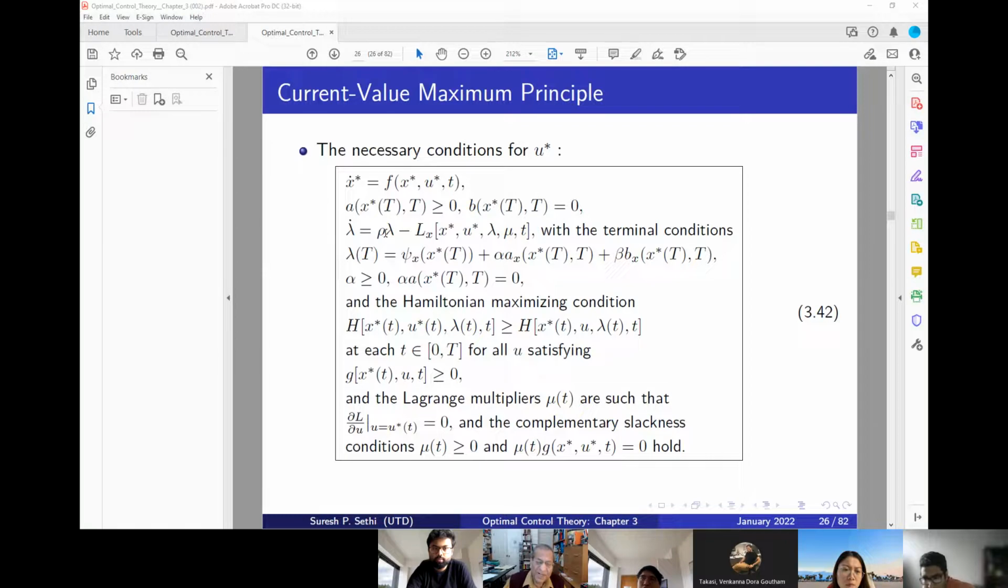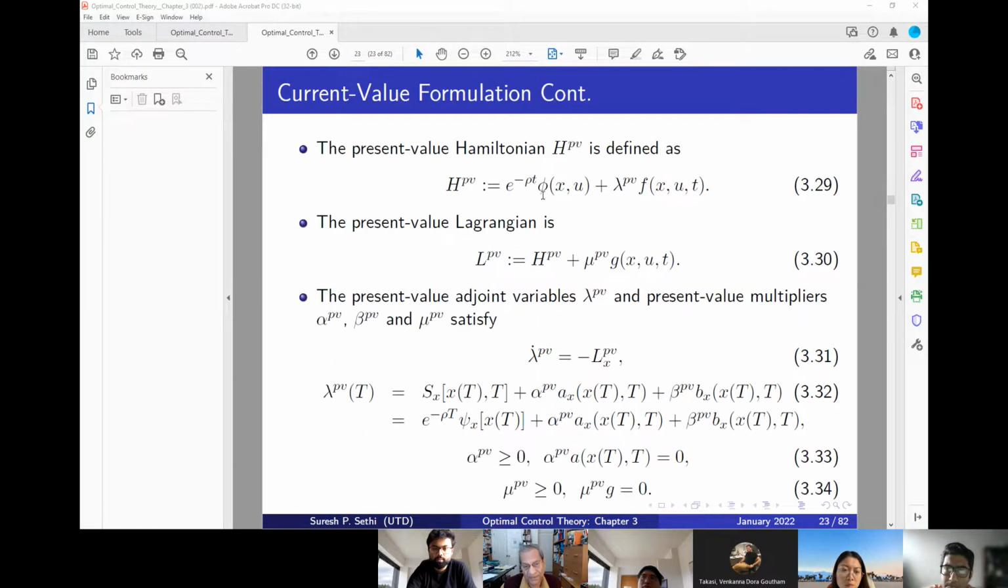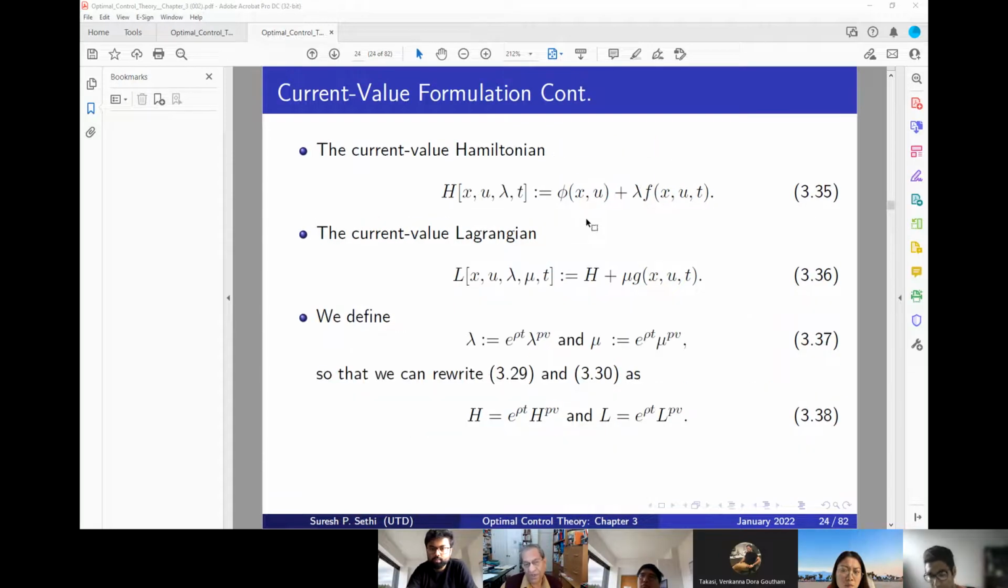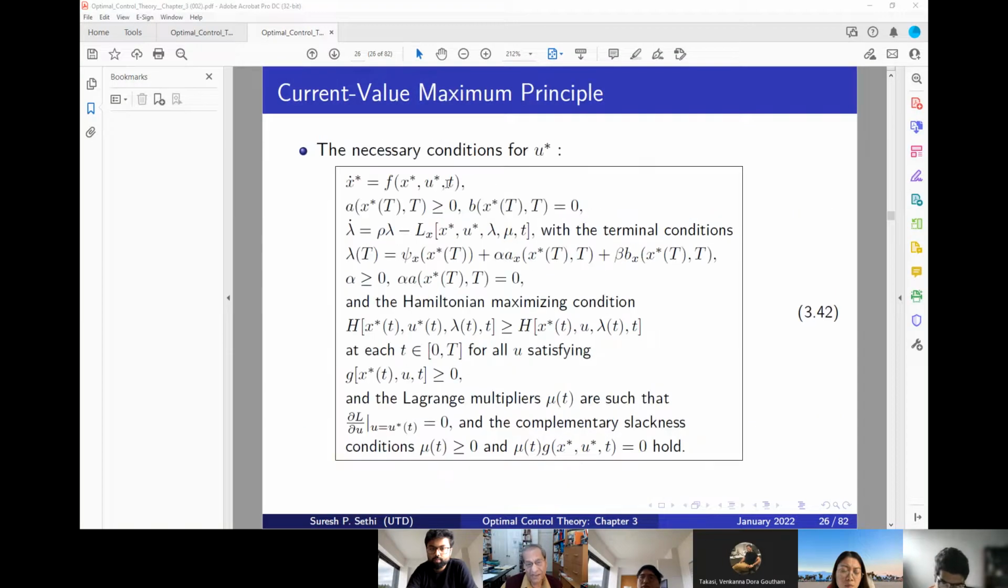So you can see we don't have to write e to the minus rho t all the time. If we apply the other one for this problem, we will have rho and e to the minus rho t all over the place. These guys will be all over the place, multipliers everywhere, and we don't want that. So we change to current value, and we have almost the same maximum principle. The only cost is we get rho lambda here. And that's okay. It's an adjoint equation. We can handle this. Still, if this is linear in x, this will still be a linear equation in lambda. So this is what we use in current value formulation.